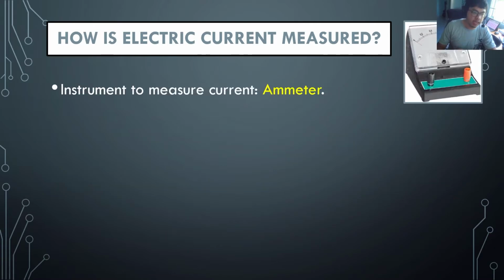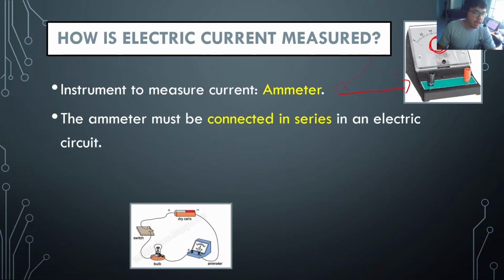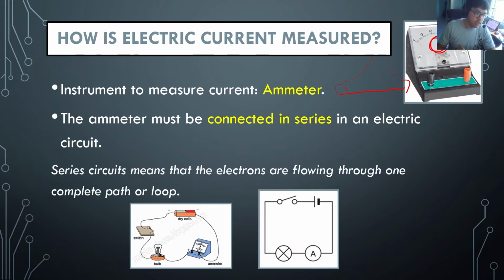How do we measure current? We measure current by using this device called the ammeter. Usually an ammeter has a symbol A on the device itself. And the ammeter must be connected in series in an electric circuit. Series circuits means that electrons are flowing through one complete path or loop. Don't worry about this for the time being, because we're going to go through this in the next chapter.